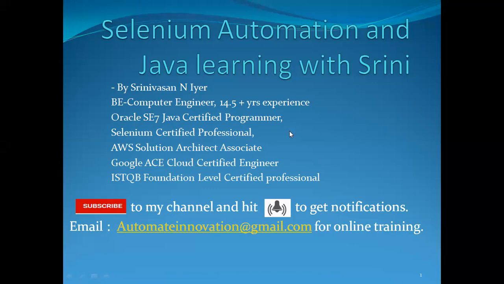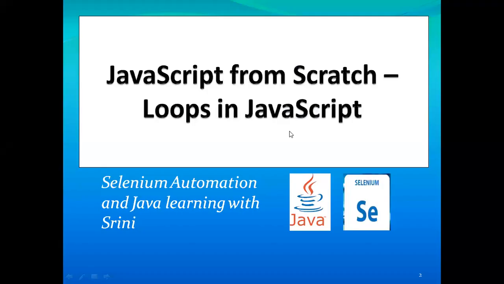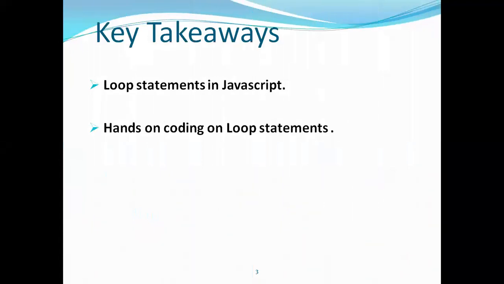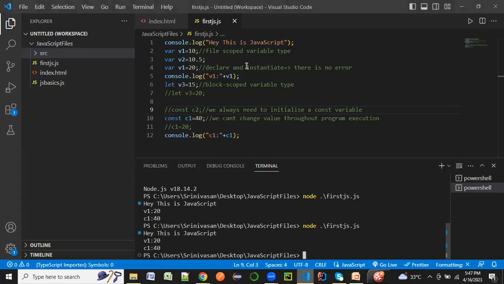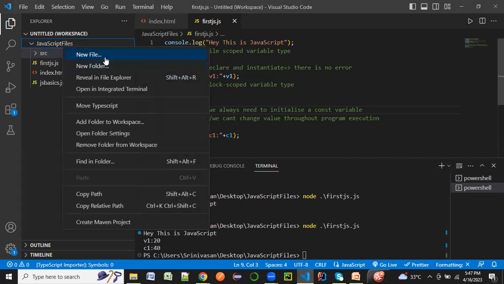So let's get started with today's topic. We're going to look at loops in JavaScript. So far, we have seen just the very basics of how to write a JavaScript program. In the previous session, we looked at the different types of variables in JavaScript, and how we write comments in JavaScript. So today, let's continue on that. This is what we have so far. I'll be creating a new file, and let me call that file loops.